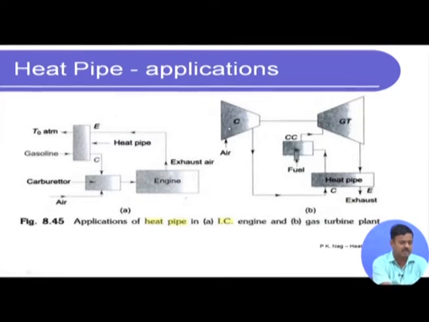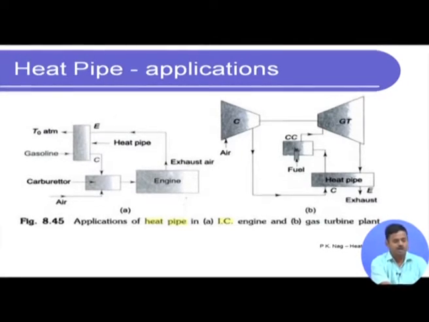After compression, of course, the air gets heated, but how about preheating it a little further, because the more we heat up the air, the higher is my combustion efficiency. So we use the exhaust heat, or the thermal energy trapped in the exhaust combustion gases, to heat up the air before it enters the combustion chamber. So this is a gas turbine application and this is an IC engine application.